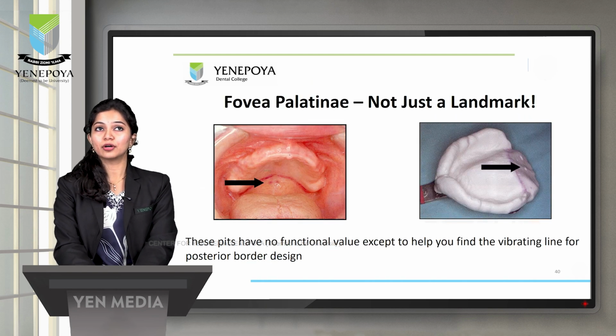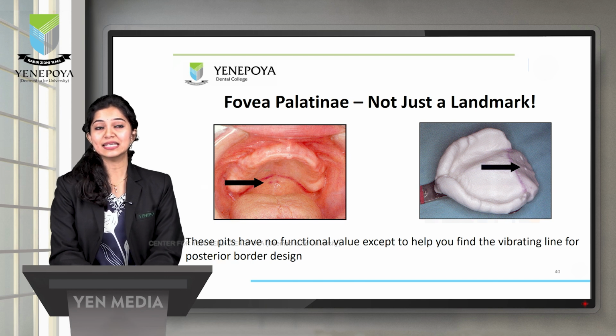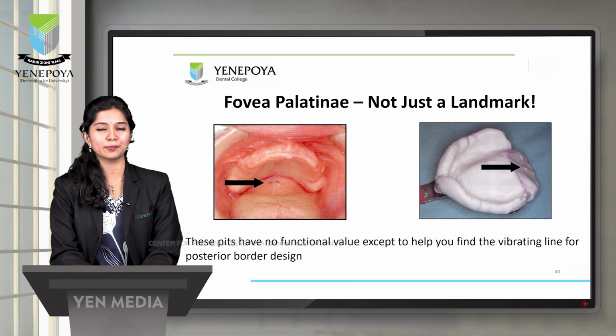Now next you have fovea palatini. It's not really a landmark. Why? Because these pits have no functional value except to find the vibrating line. Probably it's not really prominent in all the patients. Some patients, yes, it could be prominent.